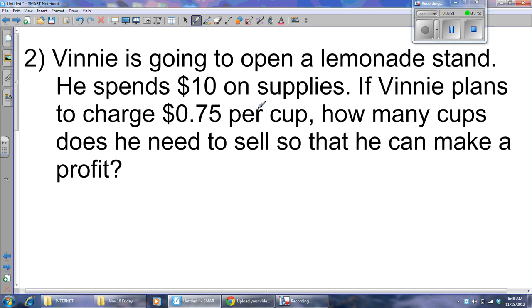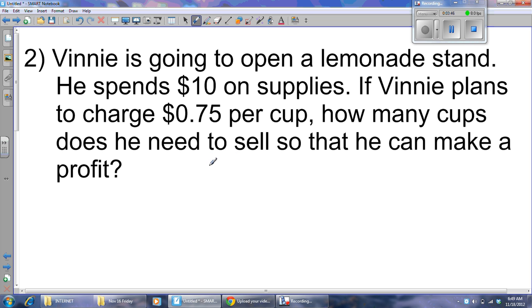All right, let's look at this one. Vinny's going to open up a lemonade stand. He needs to make some cash. He spends $10 on supplies. Vinny plans to charge 75 cents per cup. How many cups does he need to sell so that he can make a profit? Well, believe it or not, you know how to do this problem. You even know how to write an equation.